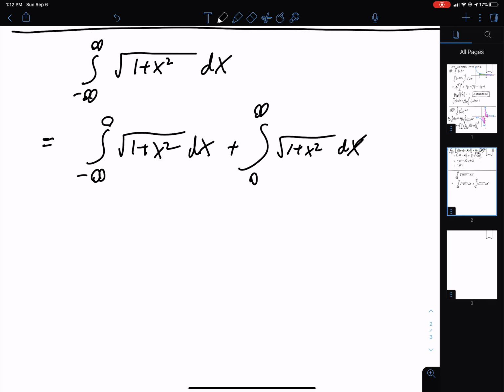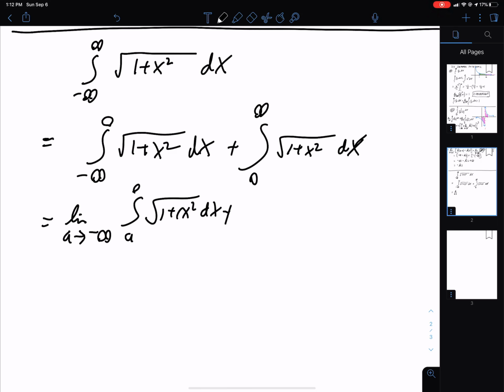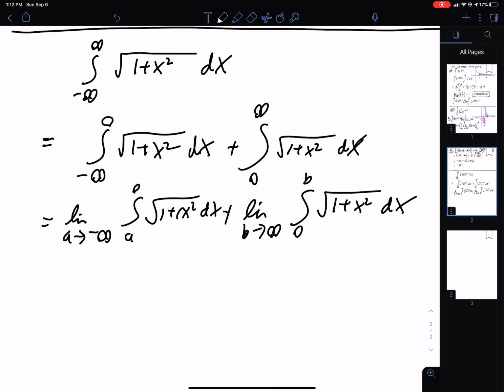All right, so I just realized what I should have done for my function. Oh, well, no big deal. So now for this one, you have to take the limit as a approaches negative infinity from a to 0. And this, you have to take the limit as b approaches infinity from 0 to b. So just to let you know, you would break this up into two separate integrals when both limits of integration are infinities. So that's the end of the lesson.